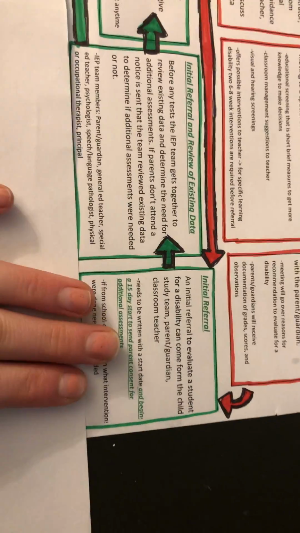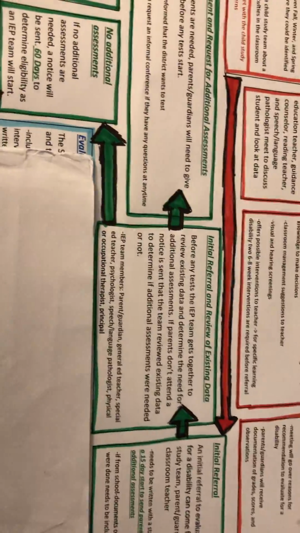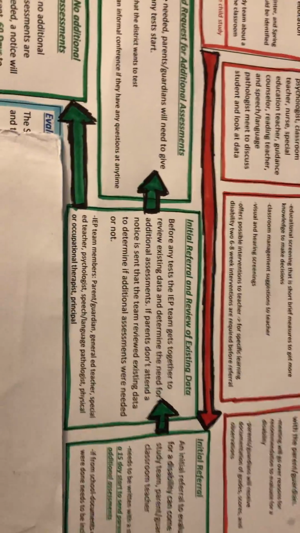So when we get the initial referral, we have 15 days to send parental consent for if we need any additional assessments. I'll talk about that in a little bit. If this referral is coming from the school, we need to document what interventions have been done already and what we did to support the student as they were in general education, their regular ed classroom. So from the initial referral, we go into a meeting where we look at the students' existing data throughout their years.